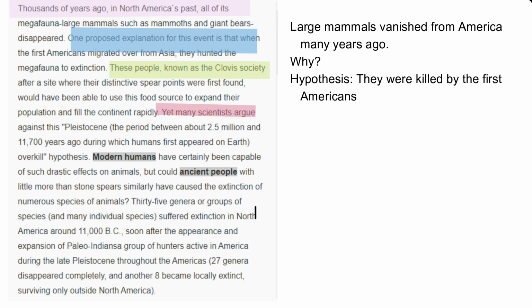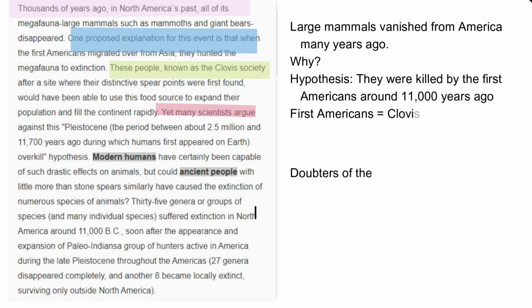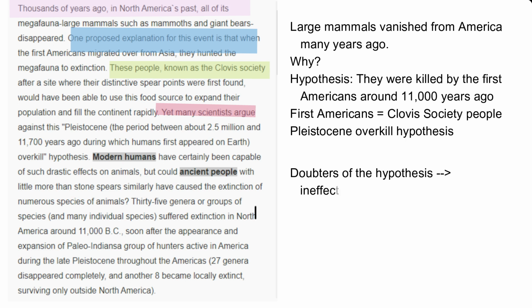The word yet indicates a contrast, so we should pay attention. It states, yet many scientists argue against this Pleistocene overkill hypothesis. From this sentence, we learn two things. First, the hypothesis that the first Americans hunted the large mammals to extinction is called the Pleistocene overkill hypothesis, and second, that some scholars reject the hypothesis.